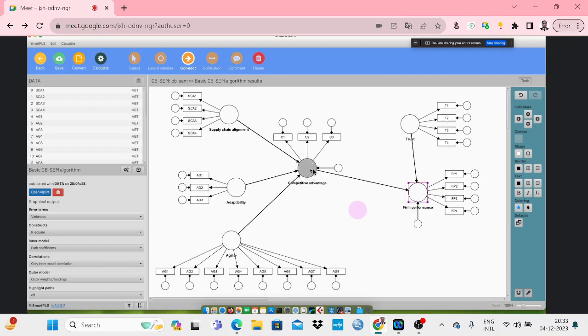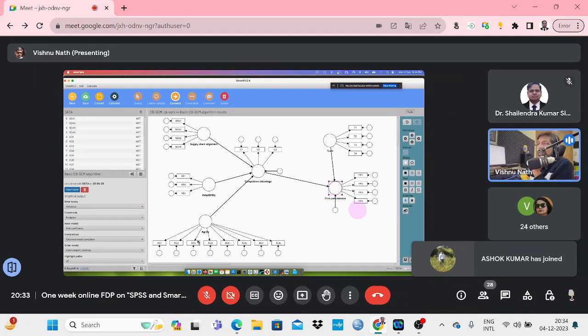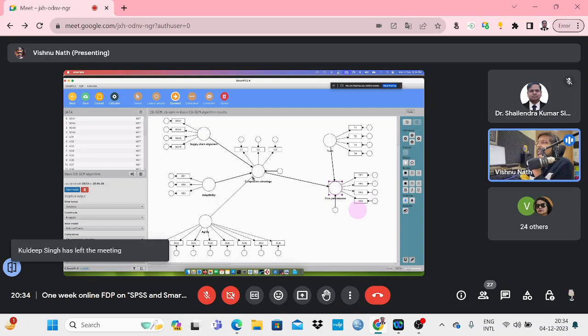Since competitive advantage here is the first stage dependent variable, it has an error term. Similarly, firm performance is also a dependent variable, so it also has an error term. I think everything is set up correctly, and all the arrows are set up correctly. These effects are coming here, then this is going here, trust is coming here. So now let us run this model by clicking calculate.